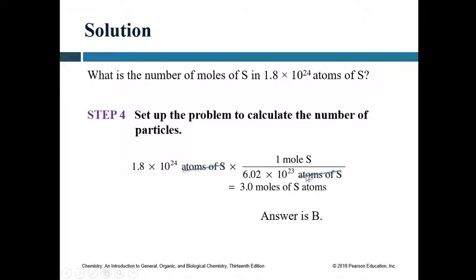Oh, I need the atoms to cancel out. So 6.02 times 10 to the 23rd atoms of sulfur is on the bottom, so that the atoms of sulfur cancel out. We have the 1 mole on top. So your problem ends up being 1.8 times 10 to the 24th times 1 divided by 6.02 times 10 to the 23rd. And your answer is 3 moles of sulfur.